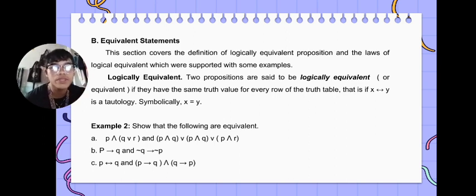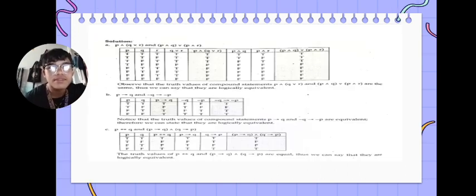Example number 2 shows the following are equivalent. If P is true, then R is true, because if Q is true, then R is true. Based on that, if both statements are true, then R is true. Then if P is true and Q is false, then it is true. So it is enough if one statement is true, then R is true.